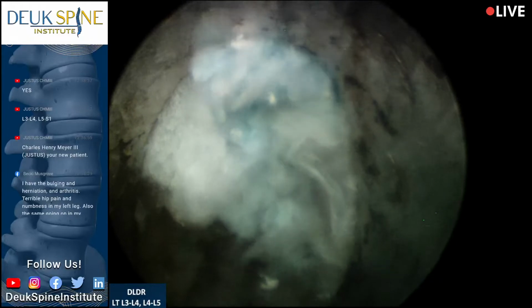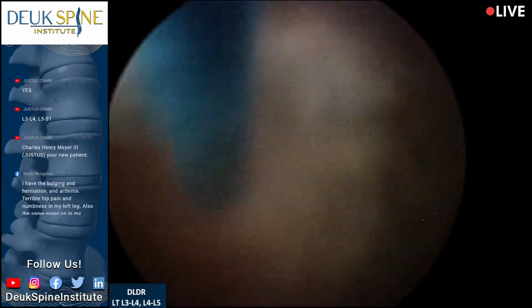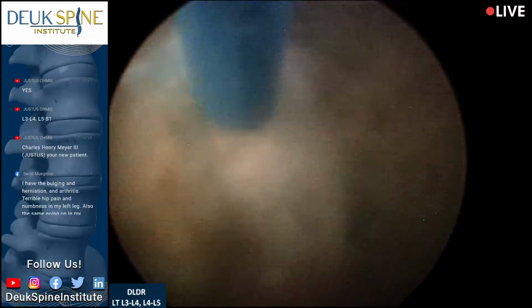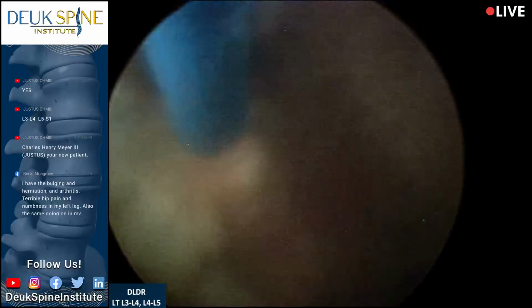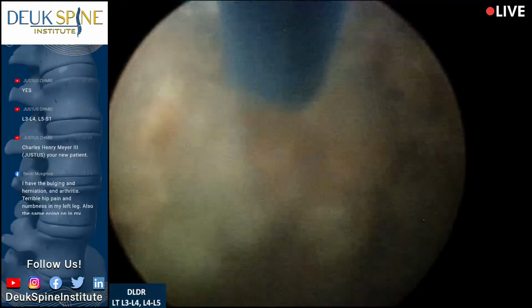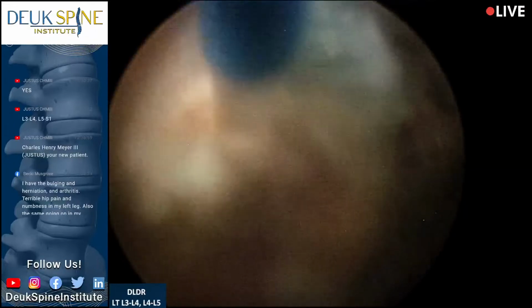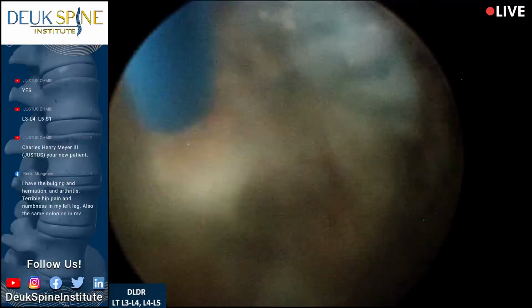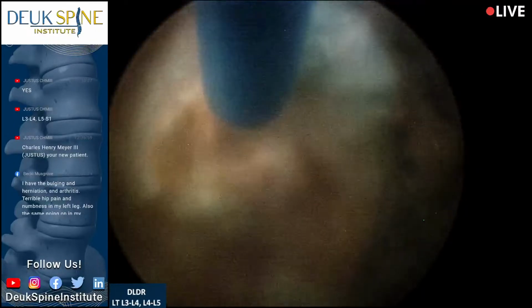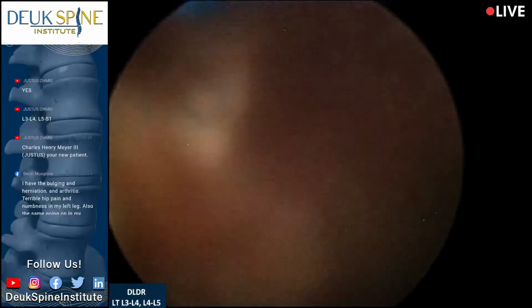Again, the Deuk laser disc repair is the only surgery that does this. There's no other surgery in the world that does a debridement, endoscopic, of the annular tear, or any debridement of the annular tear. So we're going to finish this disc debridement, and then we're going to move on to the facets.